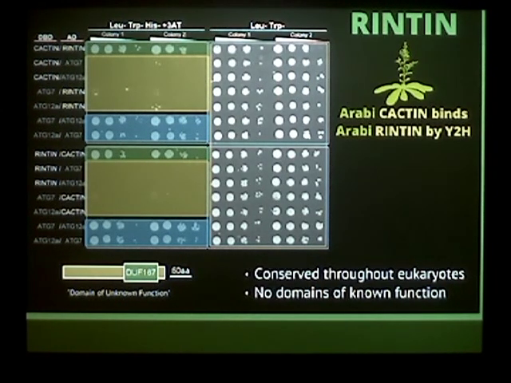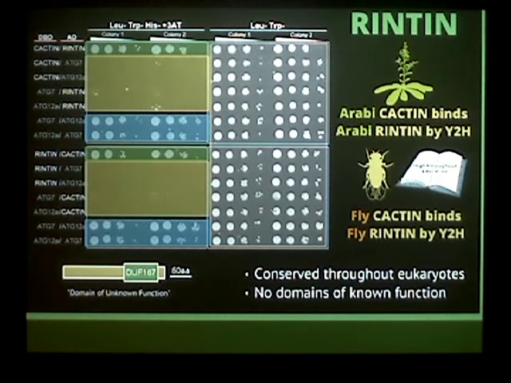And what really got us excited about this result was we found from high throughput literature on Drosophila, where they had done thousands of yeast-2 hybrid screens on thousands of different proteins in Drosophila, Drosophila cactin was found to bind to Drosophila rintin. So this is suggesting that this pairwise relationship between cactin and rintin is conserved between plants and animals as well.